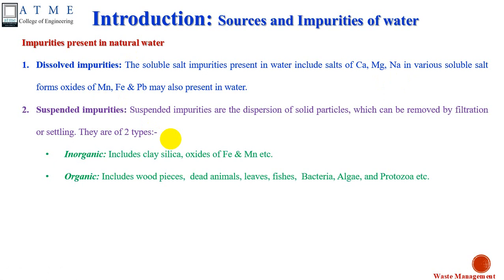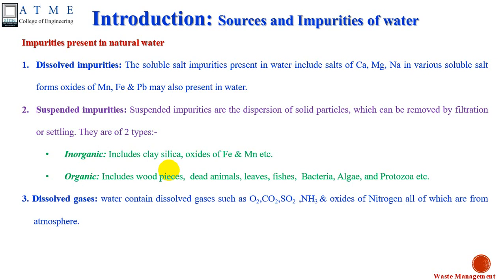And the suspended impurities. The water also has impurities in the form of suspended particles, the solid particles, which can be further classified as inorganic and organic suspended impurities. The inorganic suspended impurities are such as clay, silica, oxides of iron and manganese. Similarly, the organic suspended impurities include wood pipes, dead animals, leaves, fishes, bacteria, algae, etc. So these are some examples of suspended impurities.